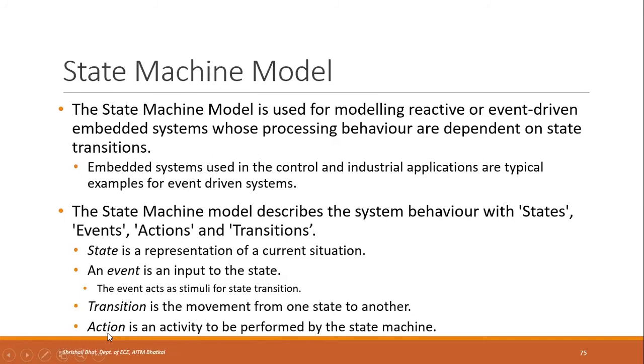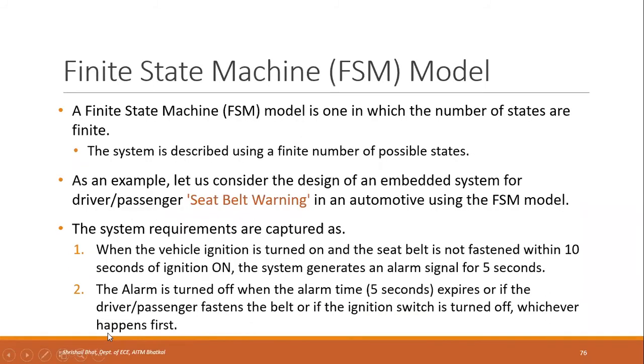We can understand this better if we take an example. One particular type of state machine model is the finite state machine model, or FSM, which is popular. Here the number of states is defined, or finite. Finite means you can count them. So the system is described using a finite number of possible states. Using this model, we can take the example of a seat belt warning system in automobiles.